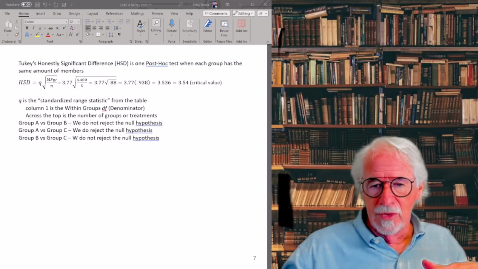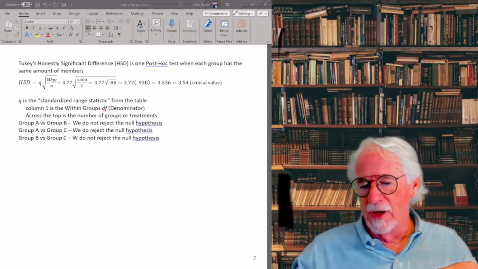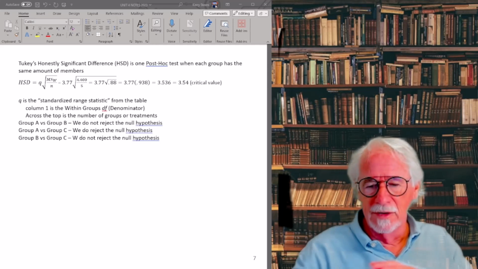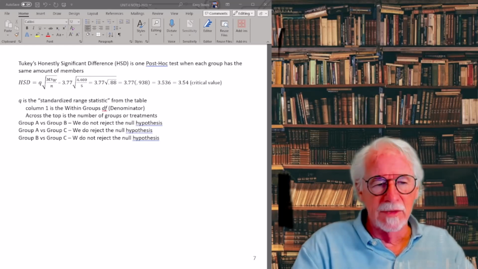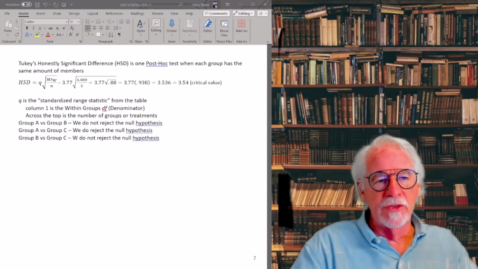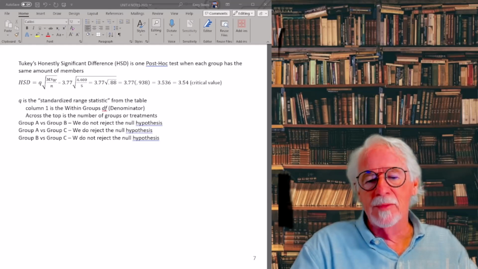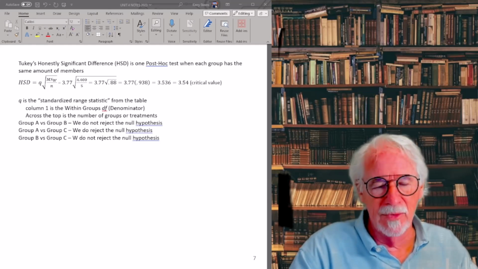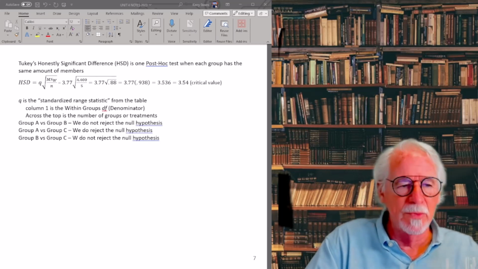Obviously, that isn't always the case, and there's other tests, Scheffé's tests and stuff that I used to include in the class, but I'm not going to now. This is just for when we have the same number of people in each group, and we'll make sure that all the questions and the worksheets only include that kind of group, okay?